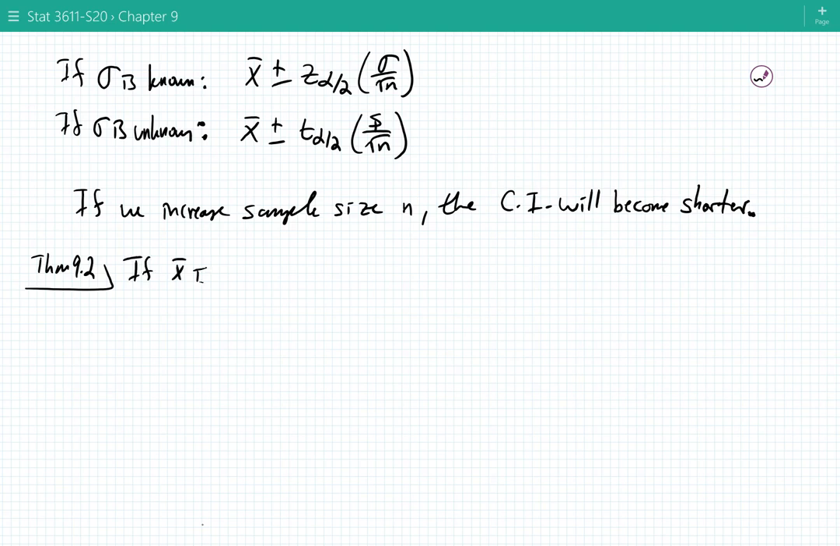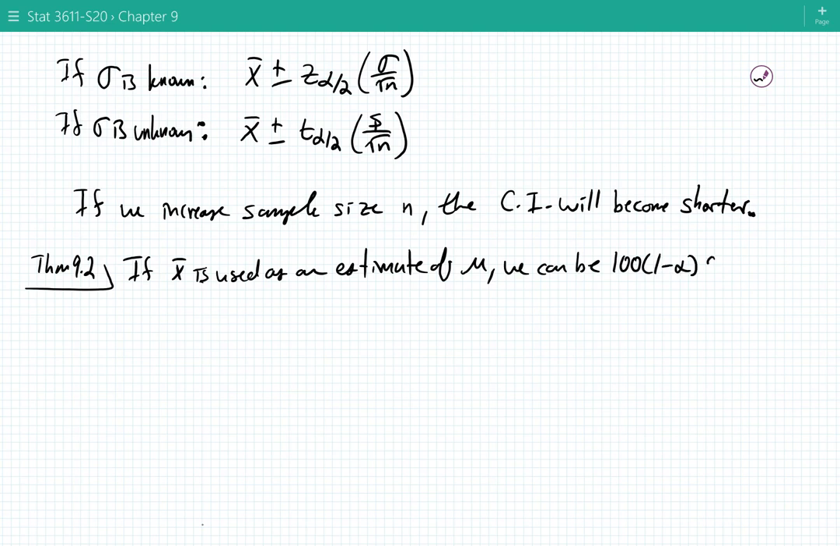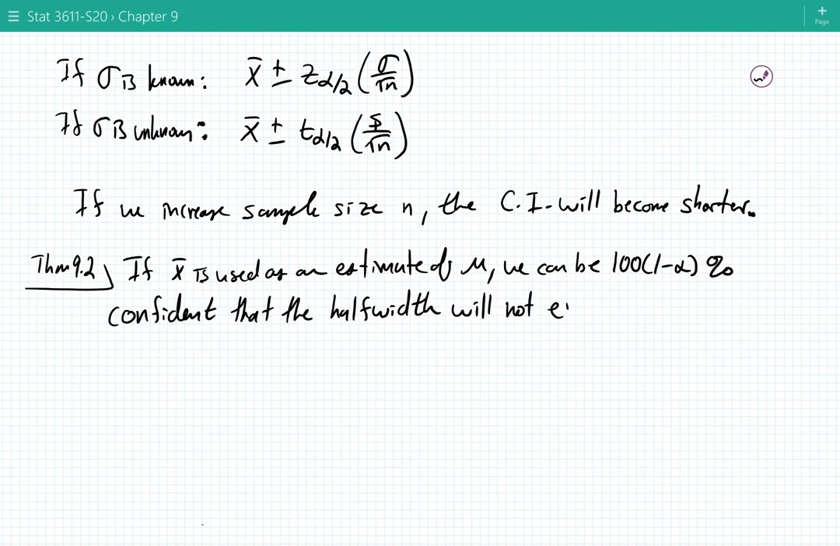If x bar is used as an estimate of mu, we can be 100 times 1 minus alpha percent confident that the half width will not exceed a specified amount E.